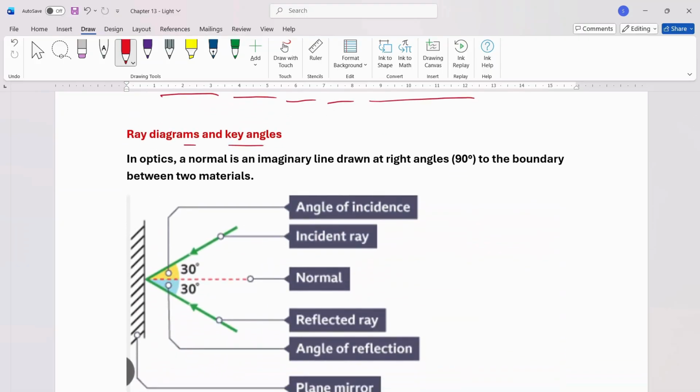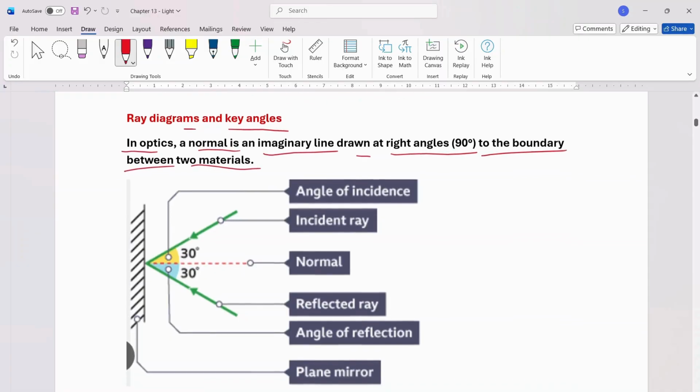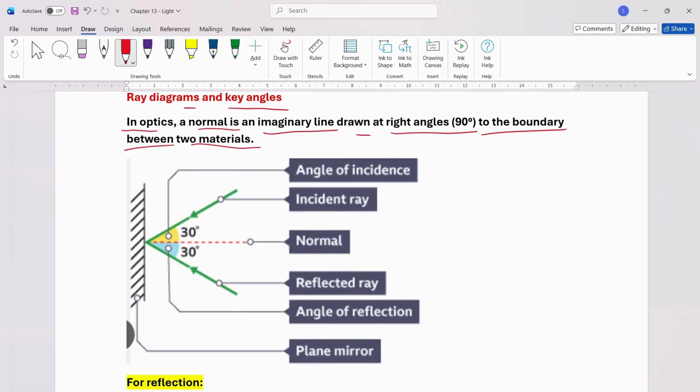Ray diagrams and ray angles. In optics, a normal is an imaginary line drawn at right angles, 90 degrees, to the boundary between two materials. You can see here our angle of incidence and angle of reflection. This is the 90 degree line, which is the normal. This is our incident ray, this is our reflected ray, and this is our angle of reflection, and the surface is a plane mirror.